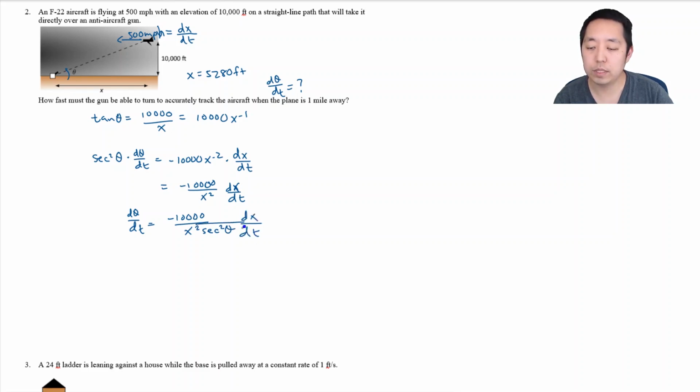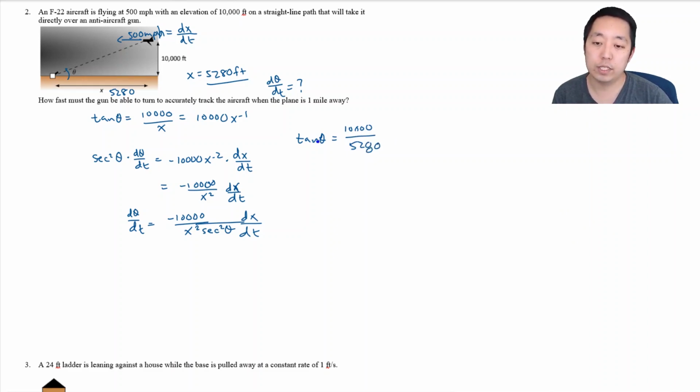Now the problem is I don't know what theta is. I know what x is. X is 1 mile away. It's 5,280 feet. I know x and I know dx dt, but I don't know what theta is here. But they told you we're 1 mile away. So I can use this relation to tell us. I know that tangent of theta at 1 mile away ought to be 10,000 divided by 5,280, right?